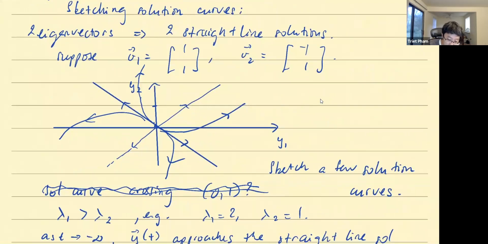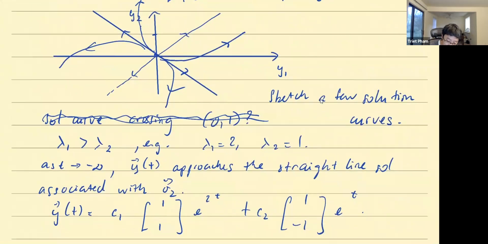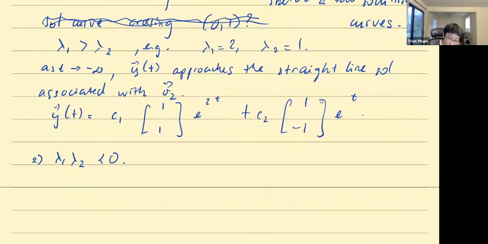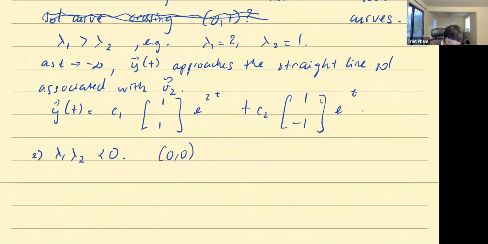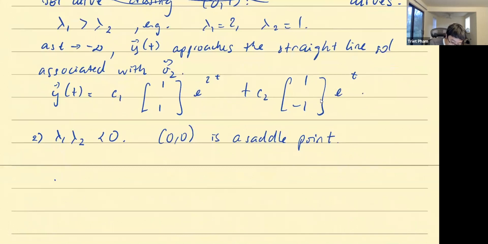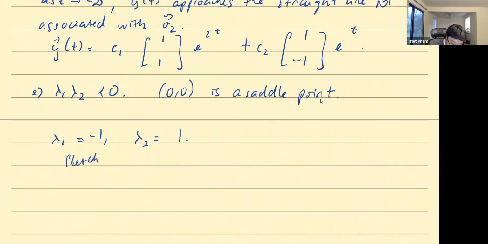Okay. So again, starting from the straight line solution associated with the lower eigenvalue, and then it comes out. When they have opposite eigenvalues, then the point is a saddle point. Okay. So again, let's suppose that lambda 1 is -1, lambda 2 is 1. Then let's sketch a few solution curves.